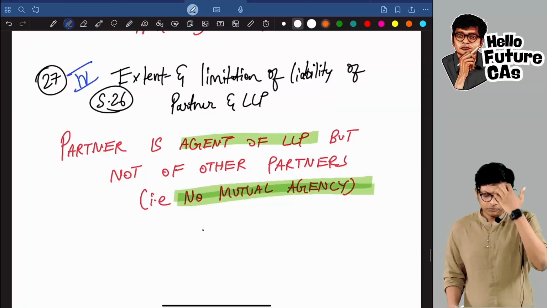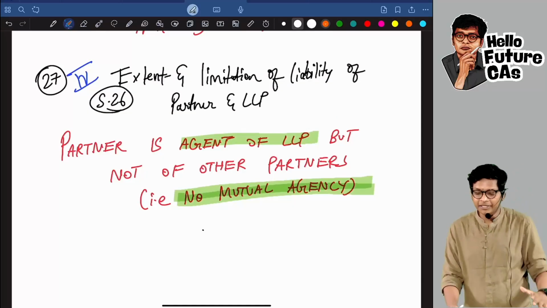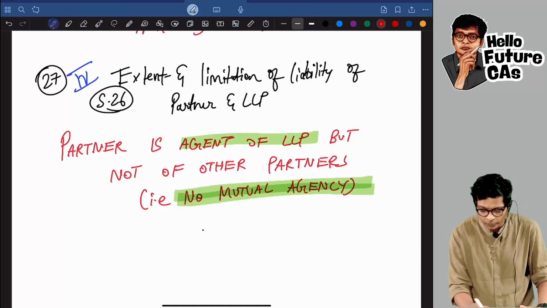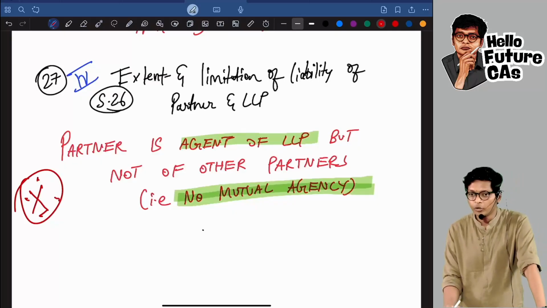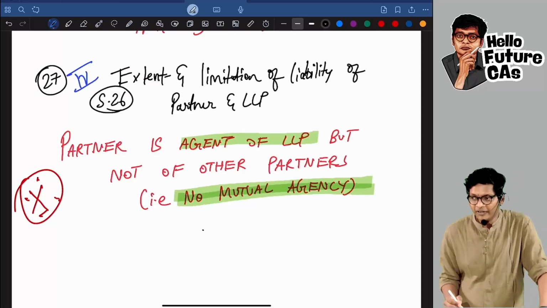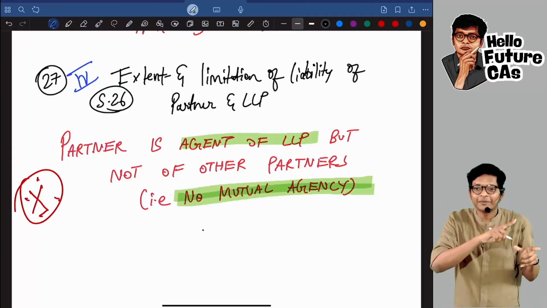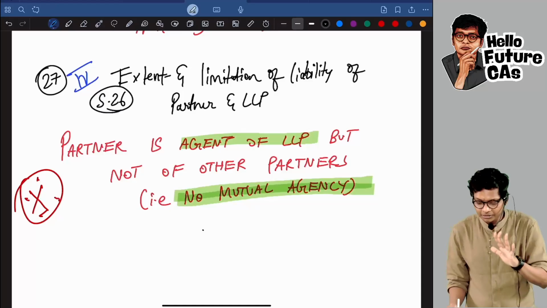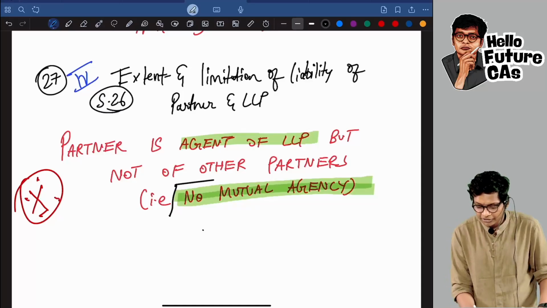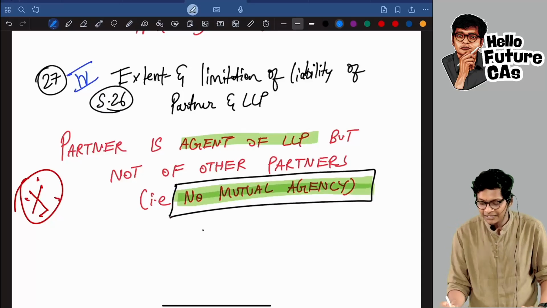Okay. Next, extent and limitation of liability. This is the most important one. Mark it as important. Very, very important. Because so far what I am doing is, it's there in partnership, LLP, it's there in the Companies Act, it's there here. This is the most important one because there is no concept of mutual agency.